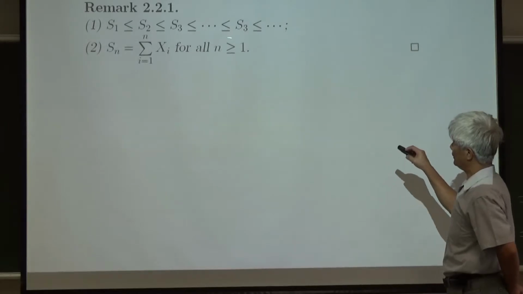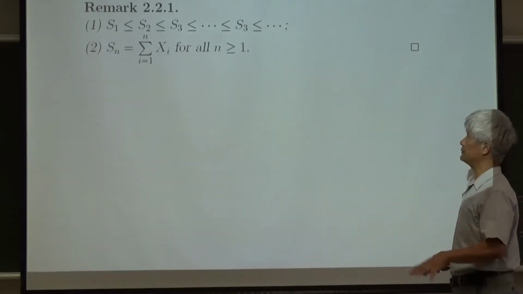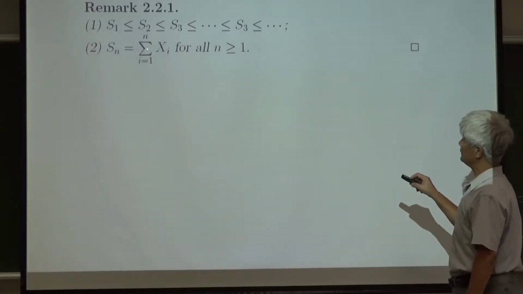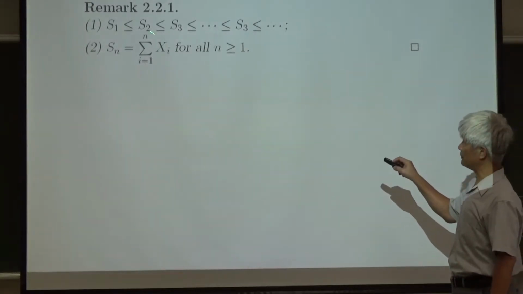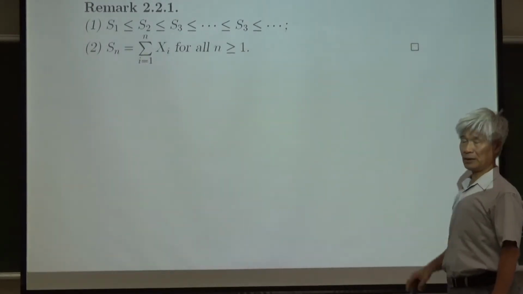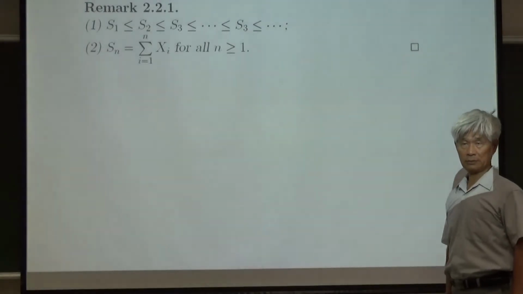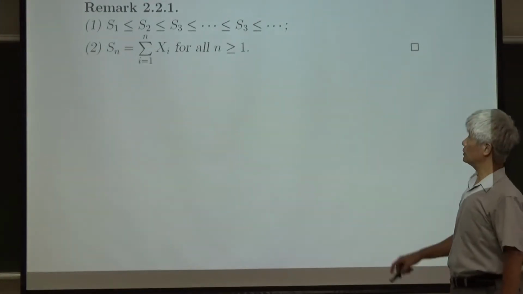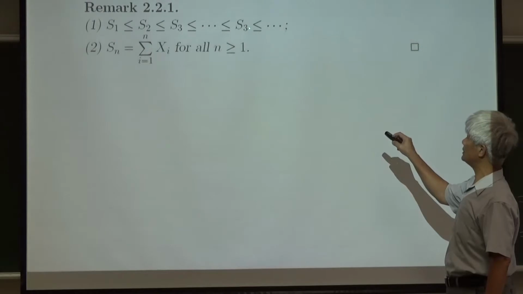Remember our point process: the arrival times of events have order. By our definition of arrival times, Sn is the sum of the previous n interarrival times. So we have this relationship. Once you know X1, X2, X3, and so on... I'm sorry, this is Xn.